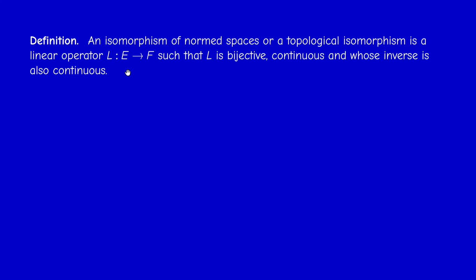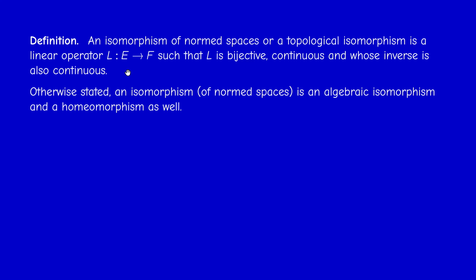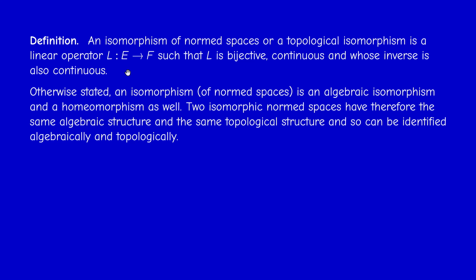So otherwise stated, an isomorphism of normed spaces, and we shall use it in this sense actually. If we just want an algebraic isomorphism, we just call it an algebraic isomorphism. So a topological isomorphism is both an algebraic isomorphism and a homeomorphism. So it conserves both the algebraic structure and the topological structure. And this idea of isomorphism is very central in functional analysis.